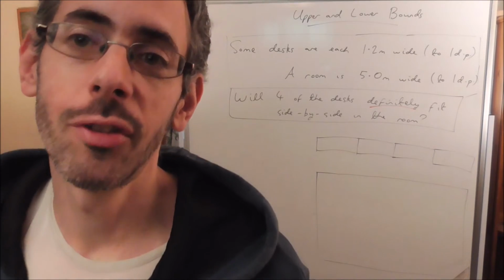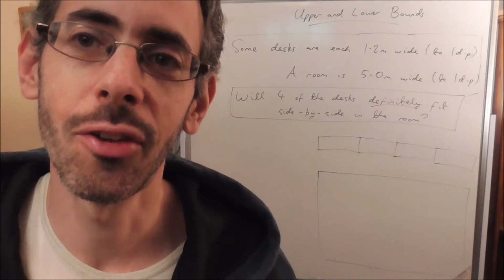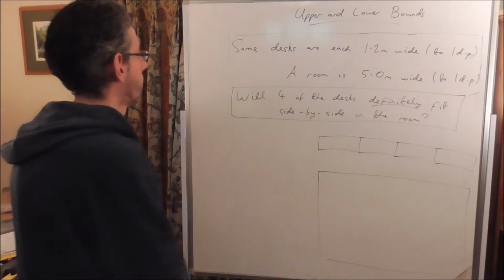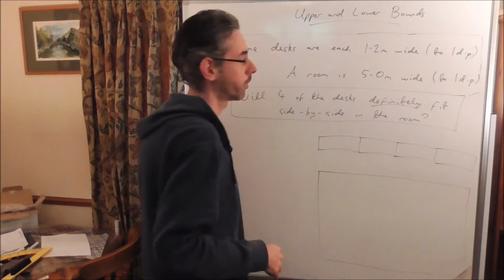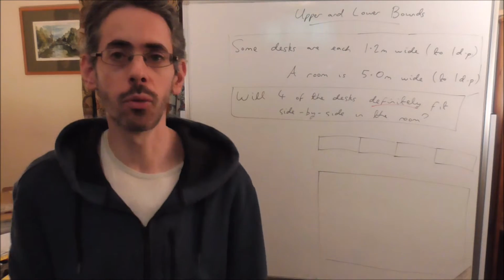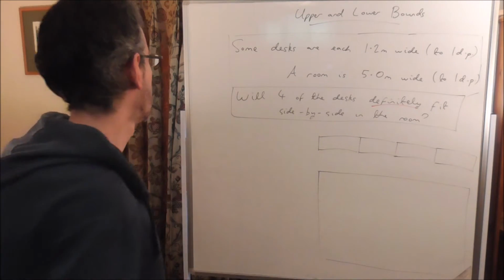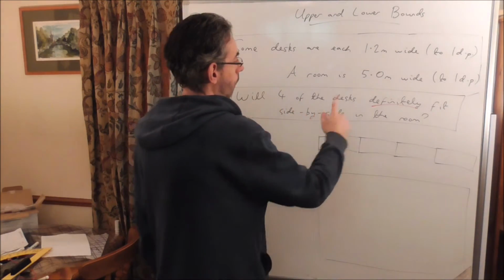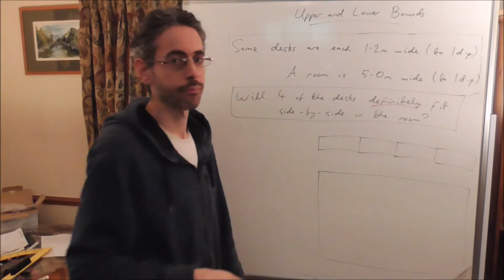Right, so this is the last question of the lesson. It's very different to the other two, so I'll just read it out. It says that some desks are each 1.2 meters wide to 1 decimal place. A room is 5.0 meters wide, also measured to 1 decimal place. And the question is, will 4 of these desks definitely fit side by side in the room?